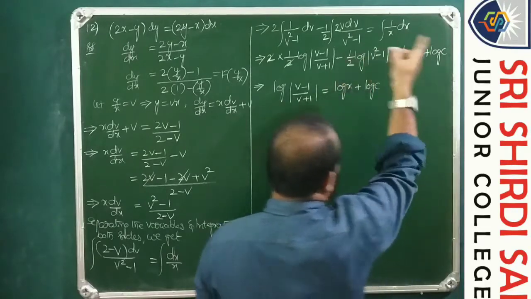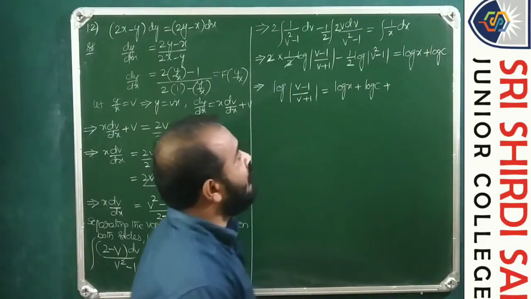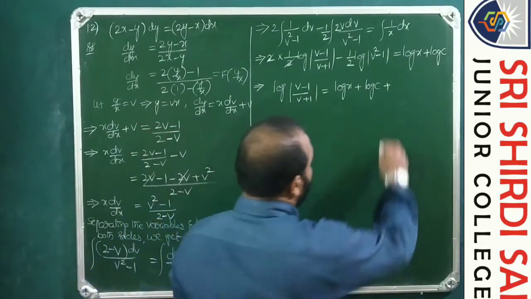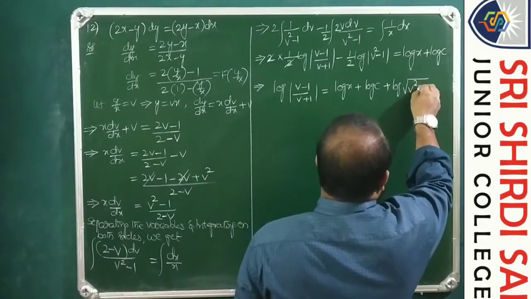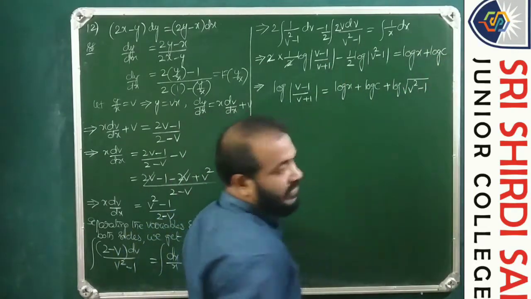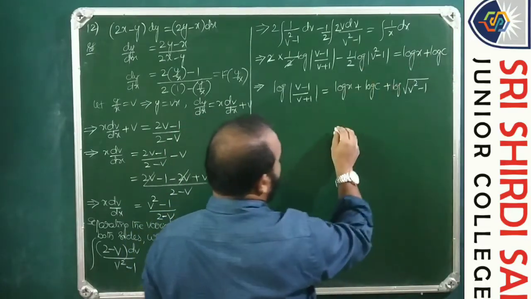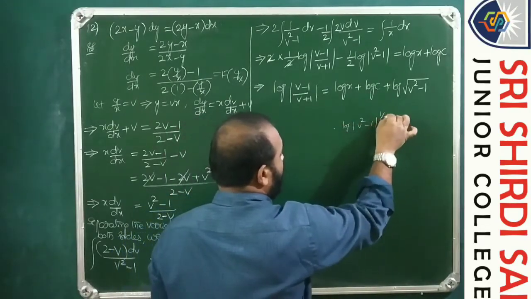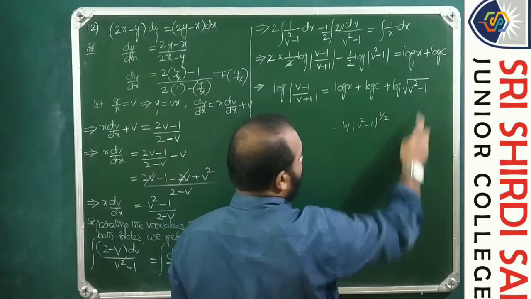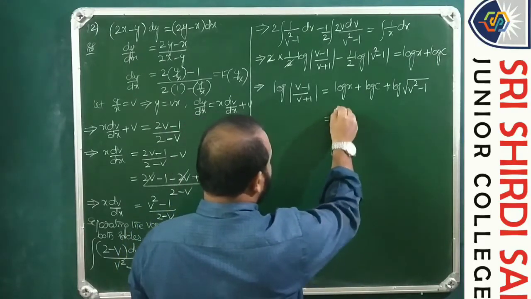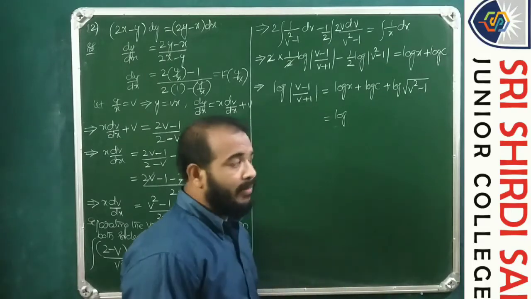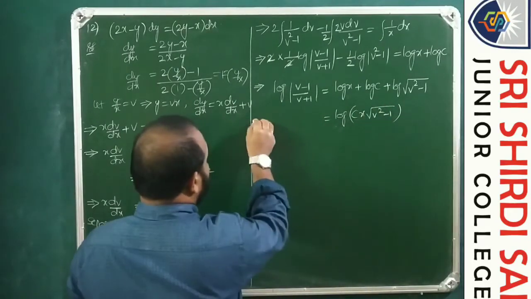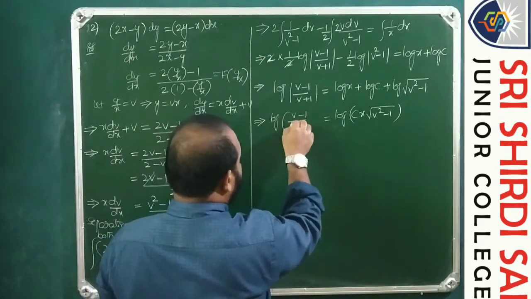This minus term, if you take it to that side, becomes plus half log of (v square minus 1). Half log of (v square minus 1) is log of (v square minus 1) whole power 1 by 2, that is log of the square root of (v square minus 1). Again, I am telling you, this is minus, so if you take it to that side, it becomes plus. So that is log x plus log c plus half log of (v square minus 1). Since n log a is log a to the power n, this is log a plus log b plus log c, which is log abc. So c x into the square root of (v square minus 1) equals log of (v minus 1) by (v plus 1).